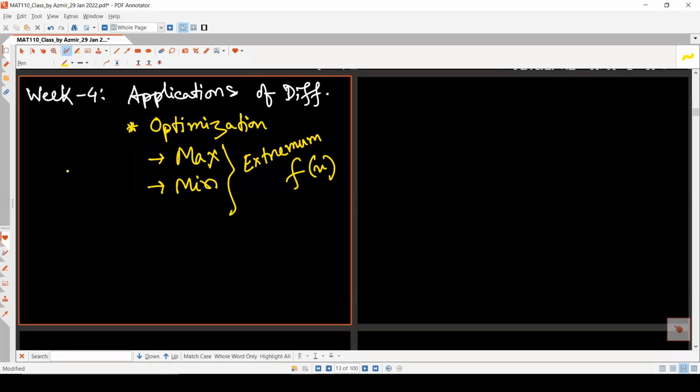So in week 4, you will have the applied version of differential calculus. And then we have 2 important theorems to learn here. The first theorem is Rolle's theorem, and another theorem is mean value theorem.